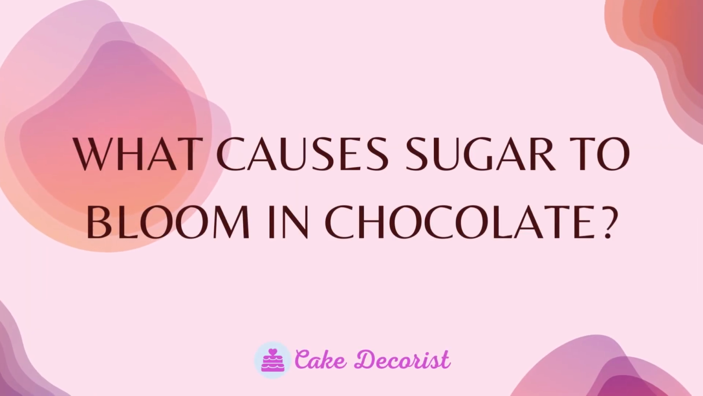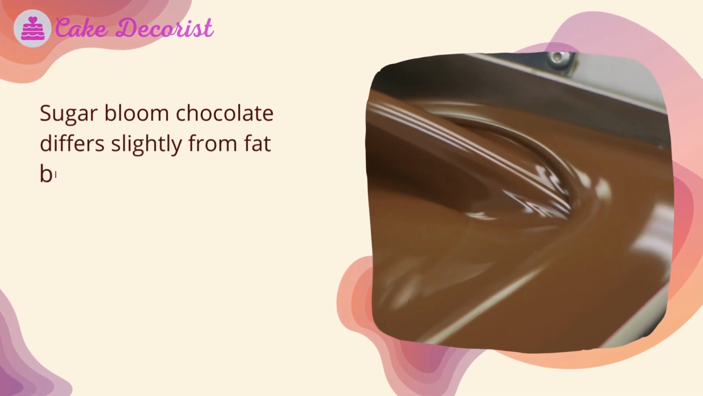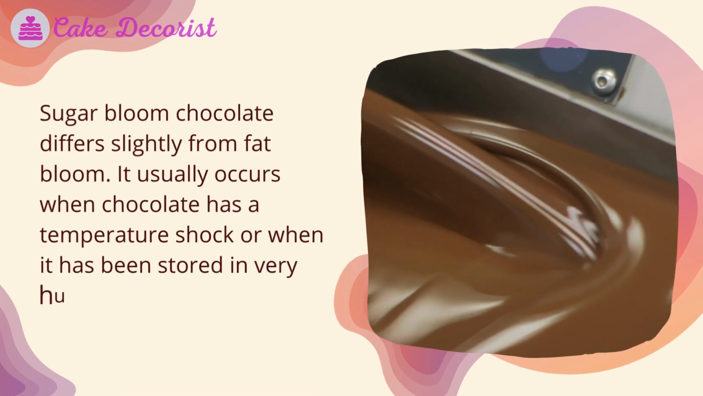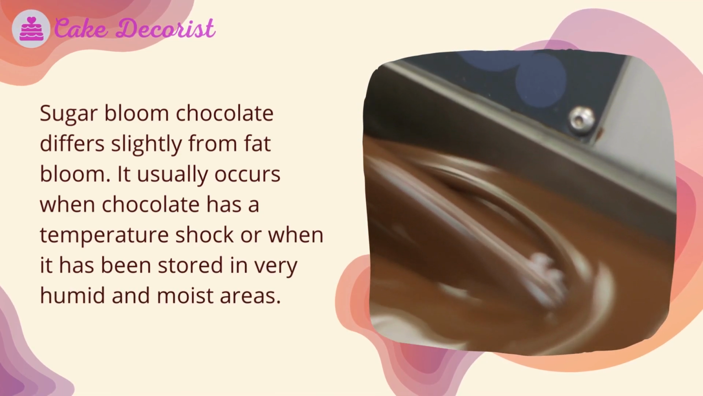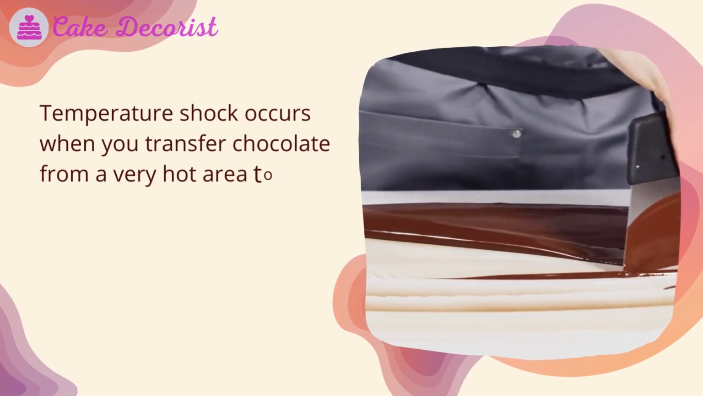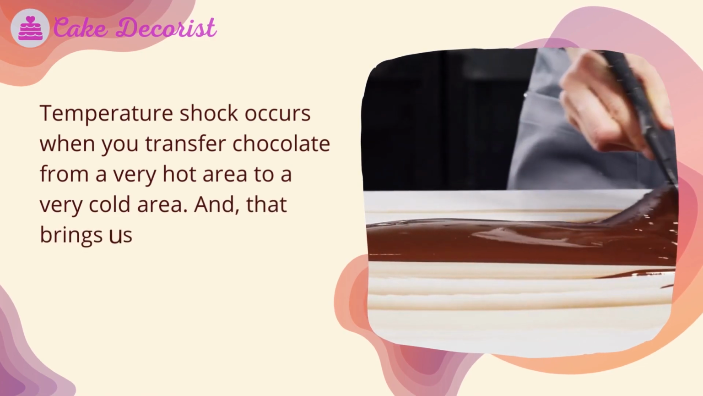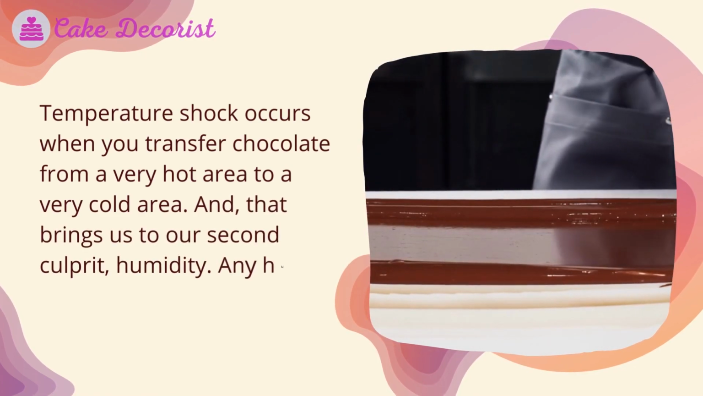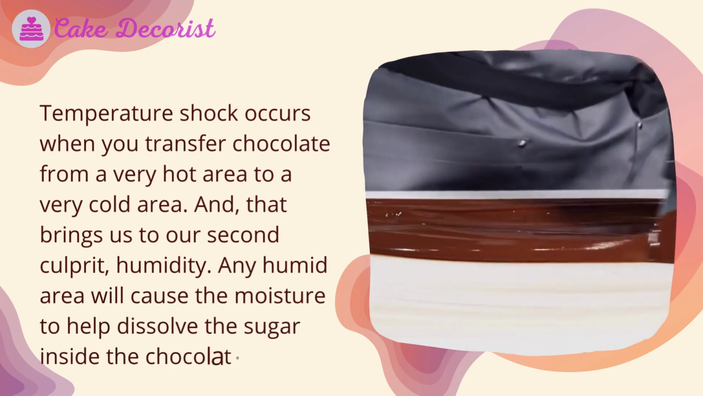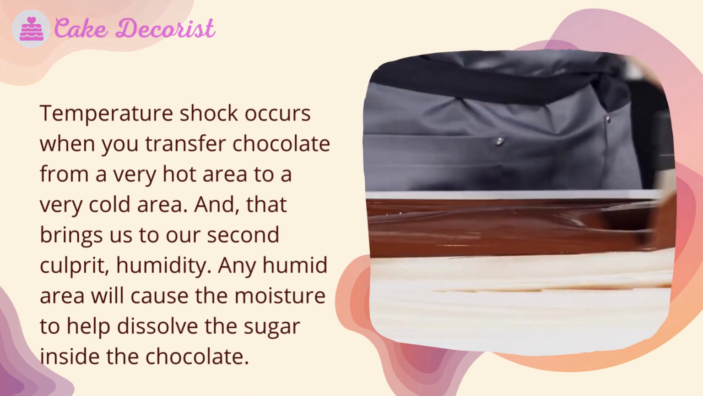What causes sugar to bloom in chocolate? Sugar bloom chocolate differs slightly from fat bloom. It usually occurs when chocolate has a temperature shock or when it has been stored in very humid and moist areas. Temperature shock occurs when you transfer chocolate from a very hot area to a very cold area. And that brings us to our second culprit, humidity. Any humid area will cause the moisture to help dissolve the sugar inside the chocolate.